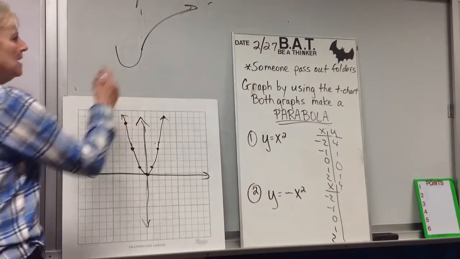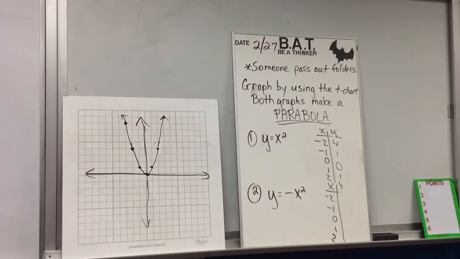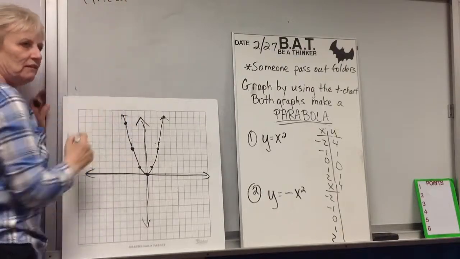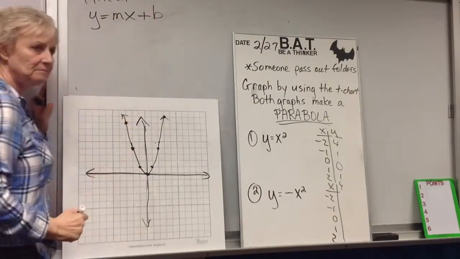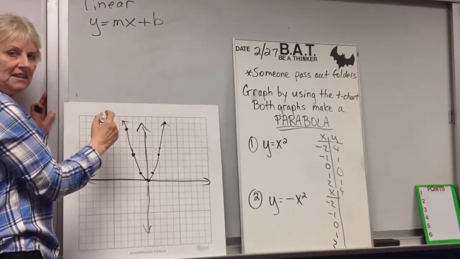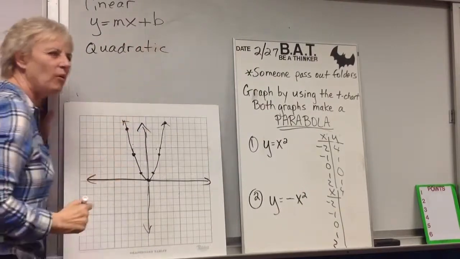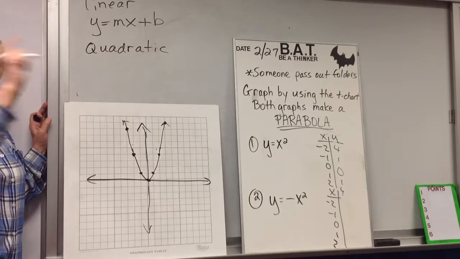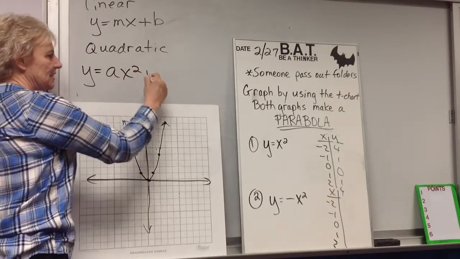Now, a parabola is caused by a quadratic equation. This entire unit puts everything you've learned together. Up until now, you're most familiar with linear functions, like y equals mx plus b. A quadratic function has what? What does it always have? X squared. Thank you. A quadratic equation looks like this.